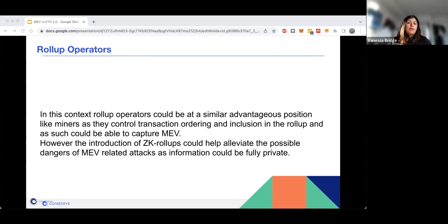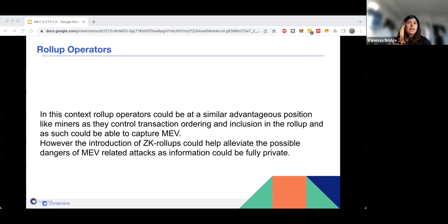But there is a thought that maybe through encryption schemes, namely zero knowledge, you could alleviate some of these dangers because you could potentially keep your transactions private. But this is a subject of research, and there's still a lot of research to be done in this context. So it's just one of the possible solutions, but it's not something that's currently fully designed yet.